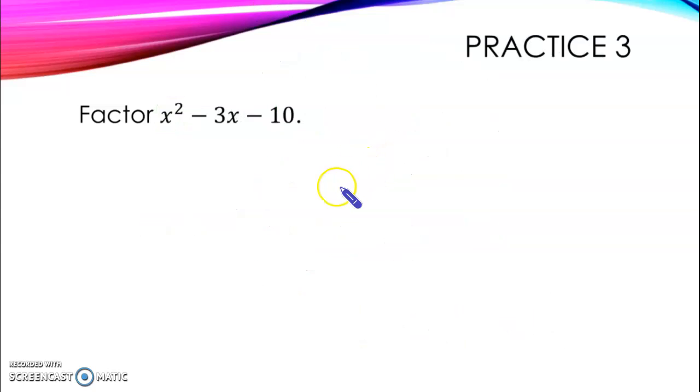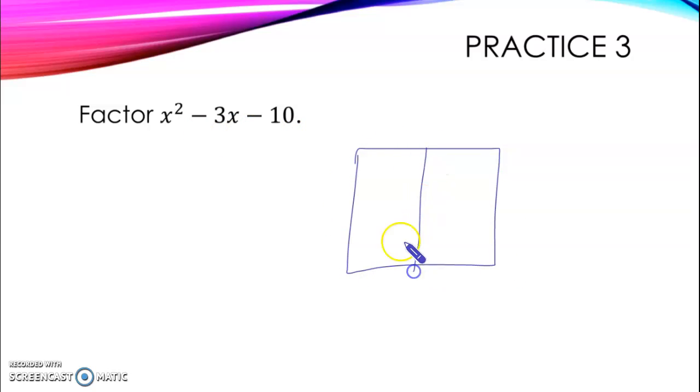Let's do one last example with negatives involved. So I have x squared minus 3x minus 10. Go ahead and draw my box here. And just like before, we're going to put what we already know into the box. We can put x squared in the top left. And don't forget that negative is attached to that 10 there. So I want to make sure I have negative 10 in the bottom right. That's going to affect the rest of the box that I'm trying to fill out here.